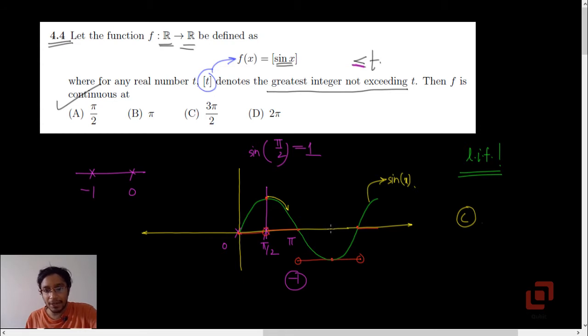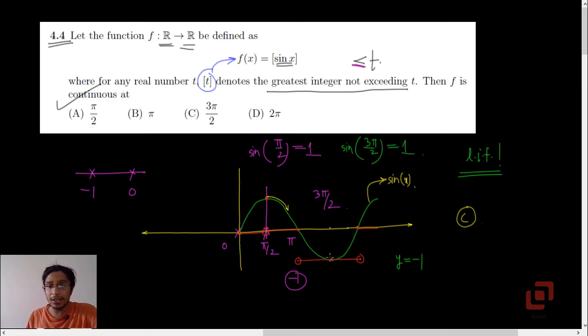So from pi to 3 pi by 2, the graph of the function is going to be along the line y equal to -1, the red segment that you can see here. And now it would be interesting to note what happens at 3 pi by 2. All of us know that sine 3 pi by 2 is -1.